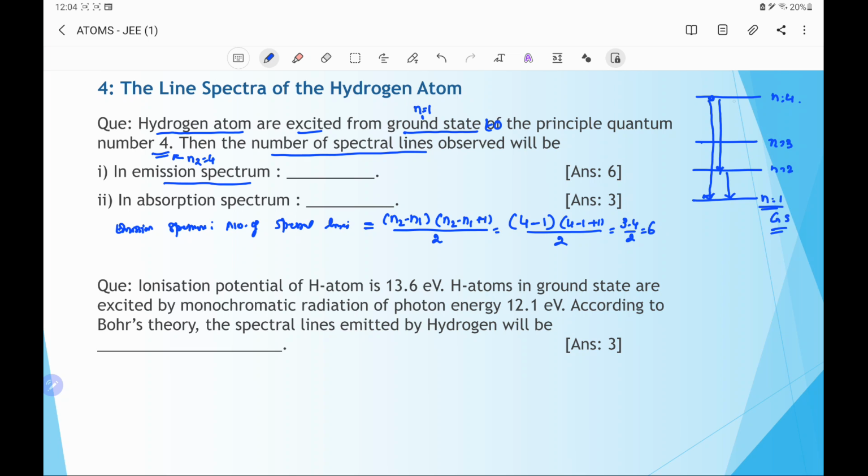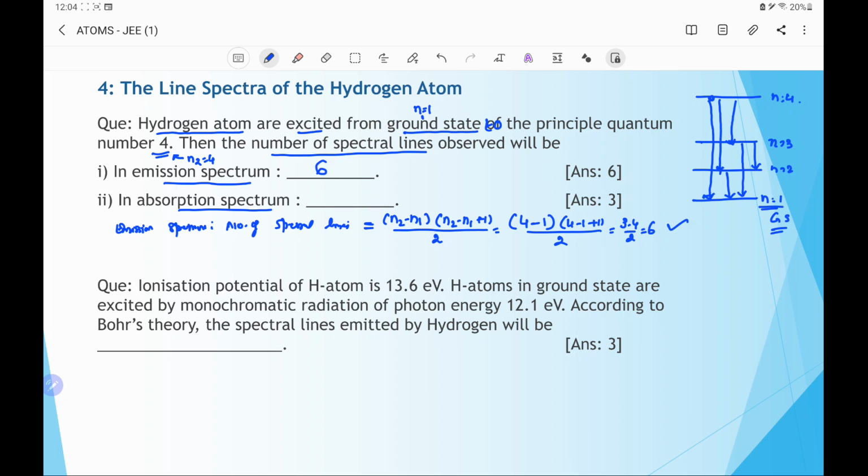Another way is it may return from n equal to 4 to n equal to 3, and then n equal to 3 to n equal to 1, or from n equal to 3 to n equal to 2, and n equal to 2 to n equal to 1 is already included. So in this way we have total 6 spectral lines. This is the answer. So the number of spectral lines in emission spectra will be 6.